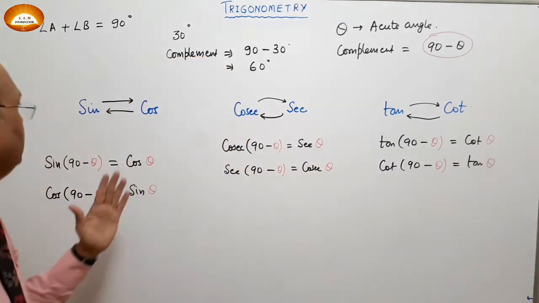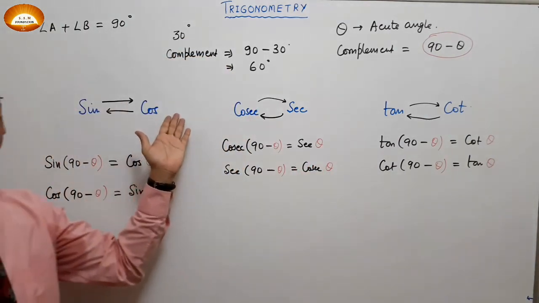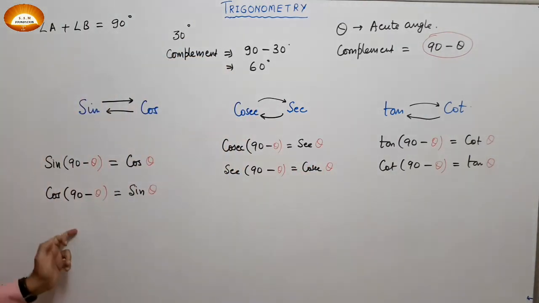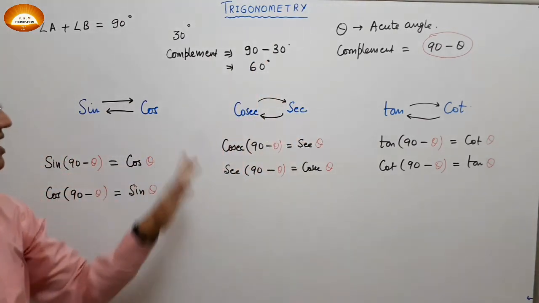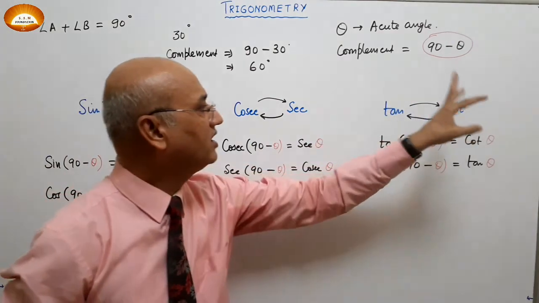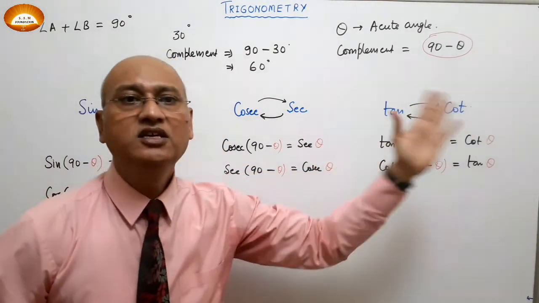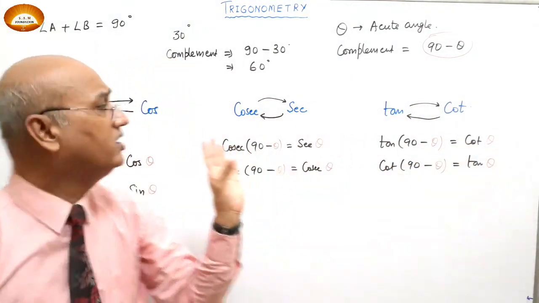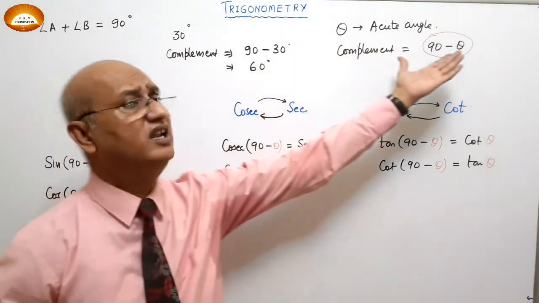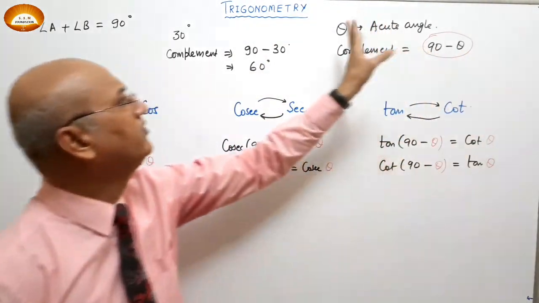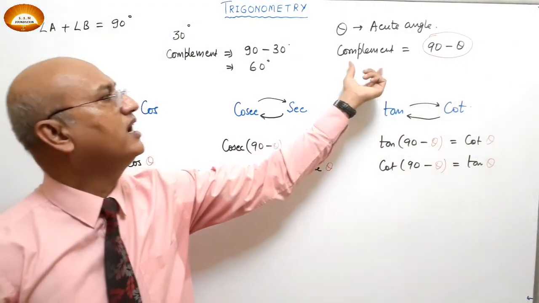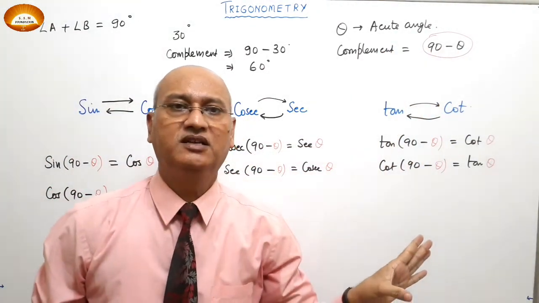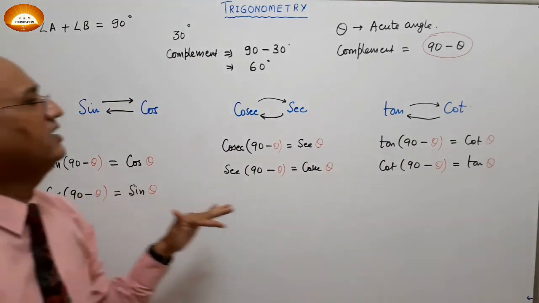Once again, let's see here. Sine changes to cos, cos changes to sine, cosec changes to sec, and sec changes to cosec, and tan changes to cot, and cot changes to tan. See, these pairs you have to remember. Only remember these pairs and remember this angle 90 minus theta, because we have taken the acute angle theta and we have found the complement of that angle, that is 90 minus theta. So these are the complementary angle formulas.